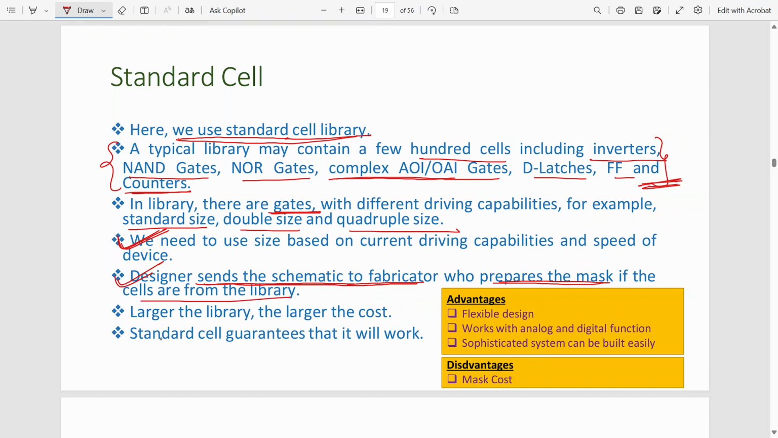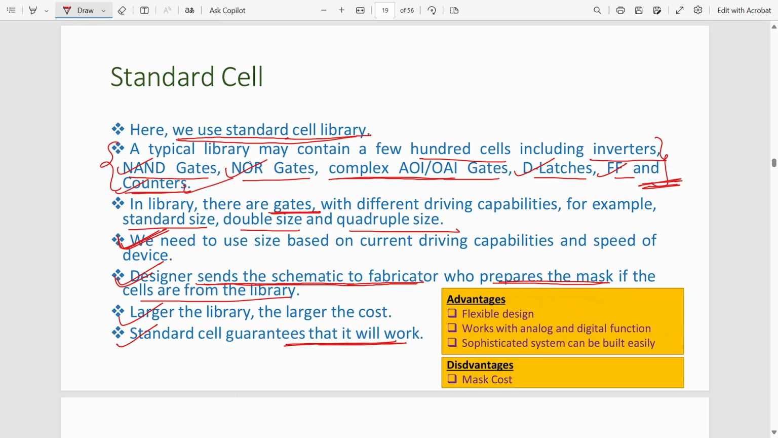Okay, so the larger the library, the larger the cost. Standard cell guarantees that it will work based on its functionality. Suppose gates are there, what is their functionality? NAND gate, NOR gate, D latch, flip flop, you know the functionality already, we saw it in digital. Counter means it will count the number of clock pulses.